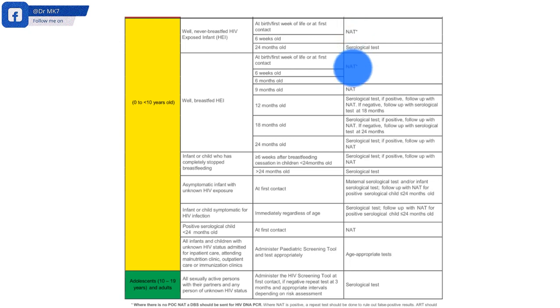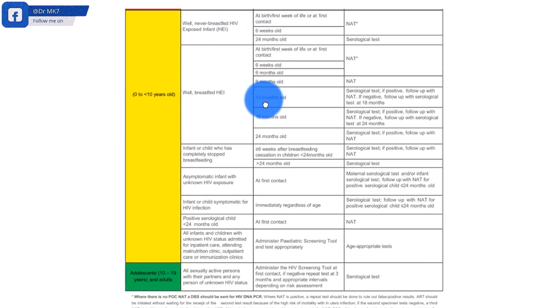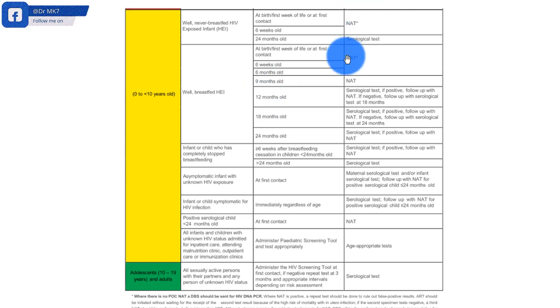Then the infants that are well but breastfeeding and they're HIV exposed, this is how we test them. We test them at birth, we test them at 6 weeks, we test them at 9 months with your nucleic acid test, which can be either at a point of care or a dried blood spot.